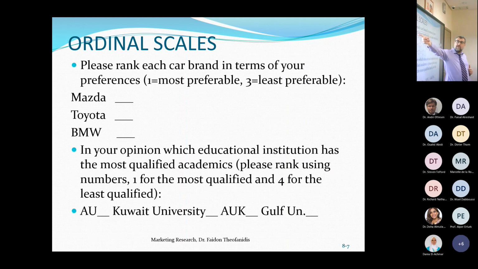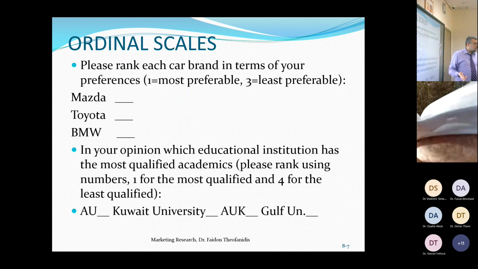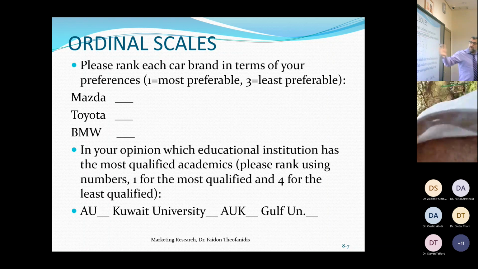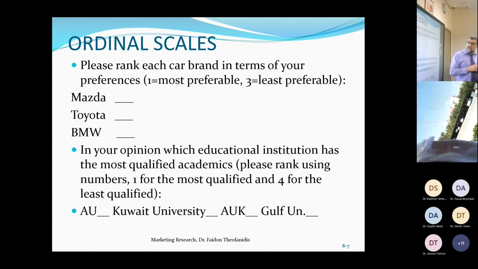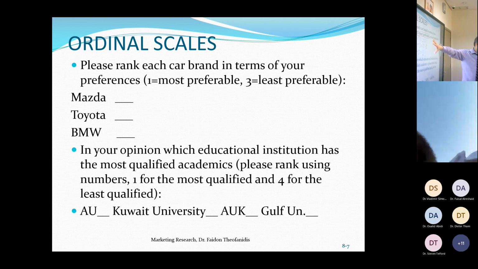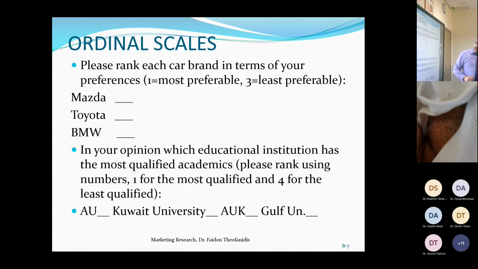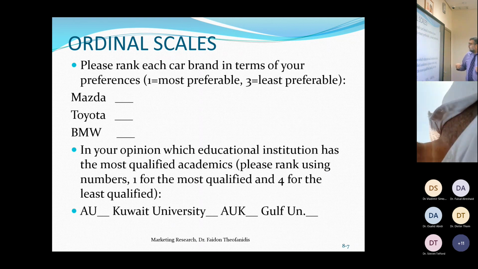So which is the most preferred? Which is closer to 1? BMW is closer to 1 with a median of 1.2. So it's ranked as first. Which is ranked as second? 2.1, Mazda. And which is the least preferred? Toyota with a 2.8. So this is the type of analysis that you should be performing, and you perform it by calculating the median.